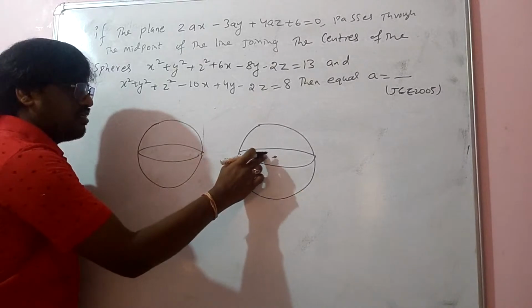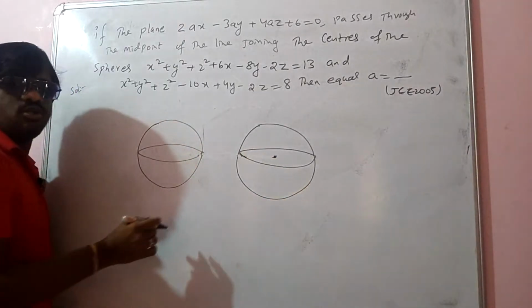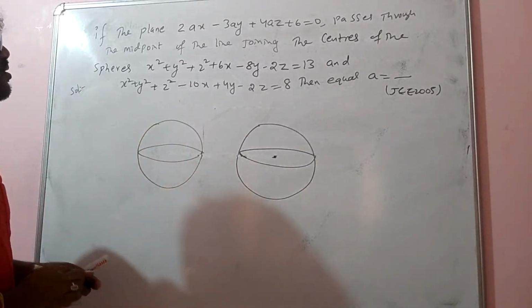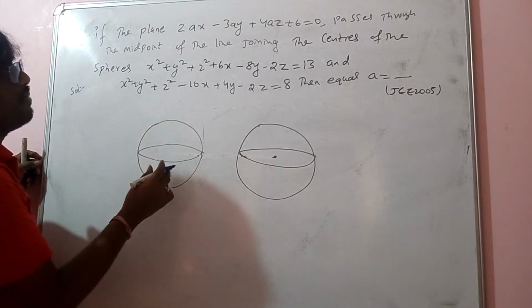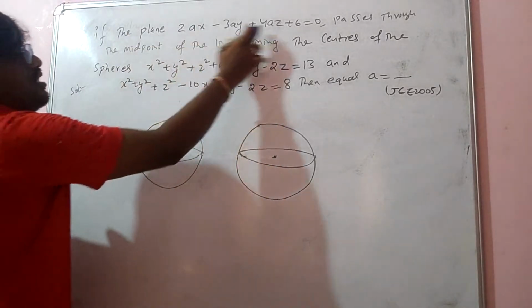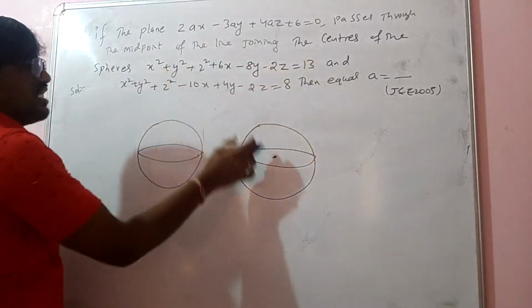These are the two spheres. And what is the question saying? I think it is saying that a plane is passing through the midpoint. The plane, this one, is passing through the midpoint of the line joining the centers.